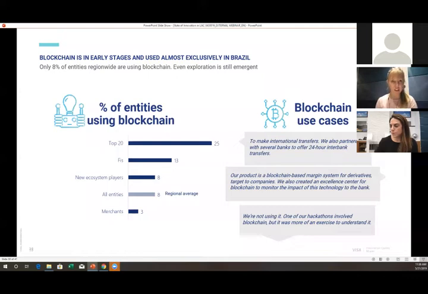The experimentation that we did observe took place almost only in Brazil. There were maybe one or two other cases outside of Brazil. But financial institutions and one or two retailers were starting to experiment with blockchain. But again, this is something that is very fringe and very nascent still.